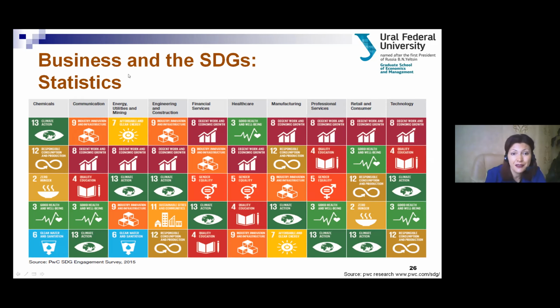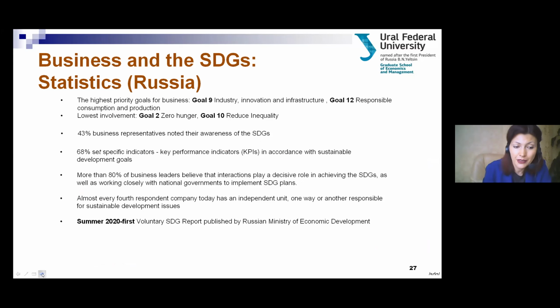PricewaterhouseCoopers has started this research in 2015. They're finalizing 2020 research about SDGs, and I look forward to seeing the outlook for 2020, because obviously 2020 is a whole new world. That's the new world model. But I've got some of their examples to see what's happening in 2020.